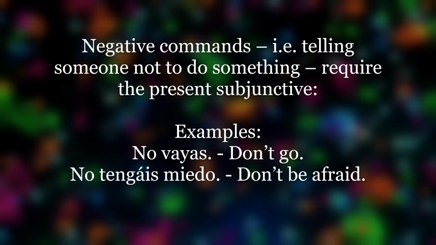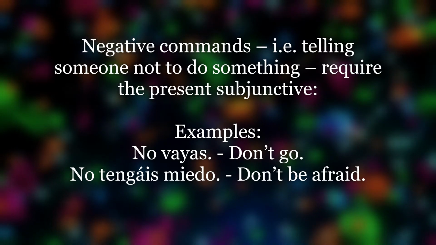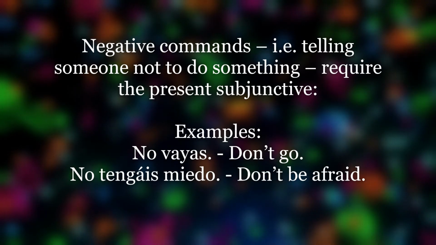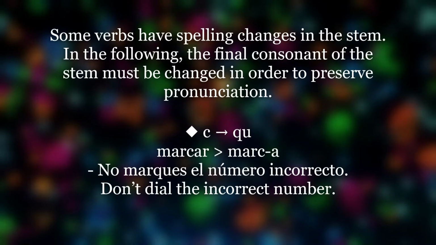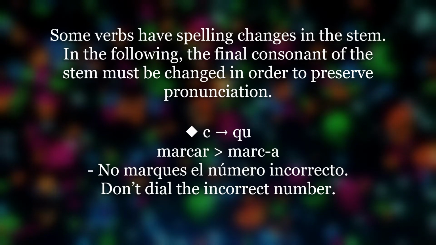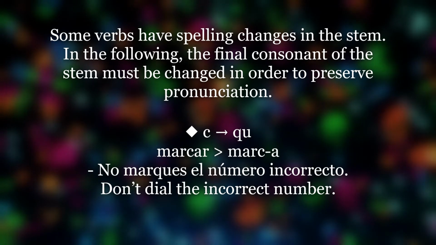Negative commands, those that tell someone not to do something, require the present subjunctive. Some verbs have spelling changes in the stem. In the following, the final consonant of the stem must be changed in order to preserve the pronunciation.